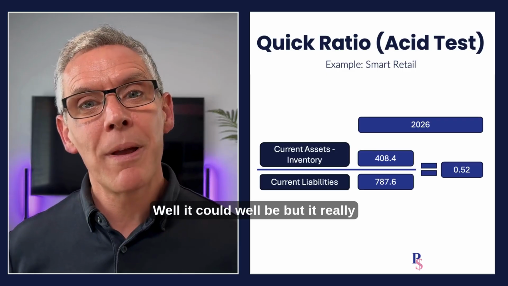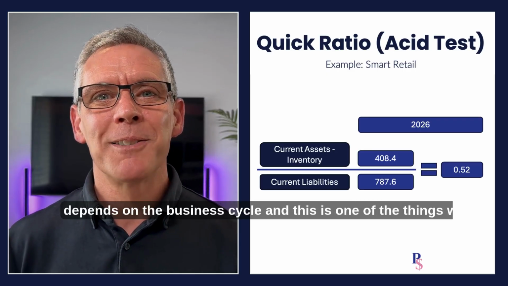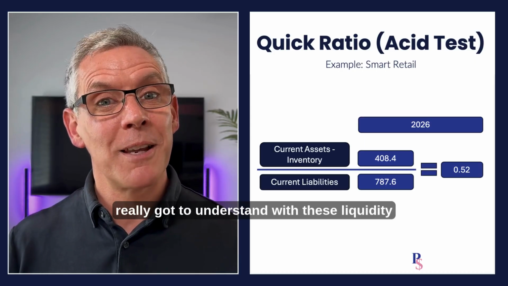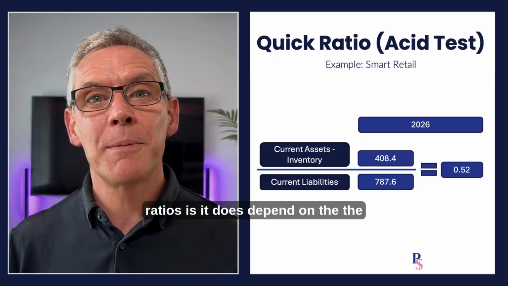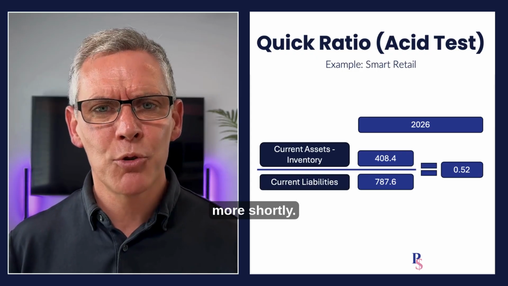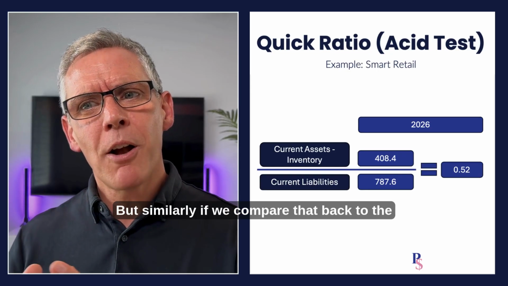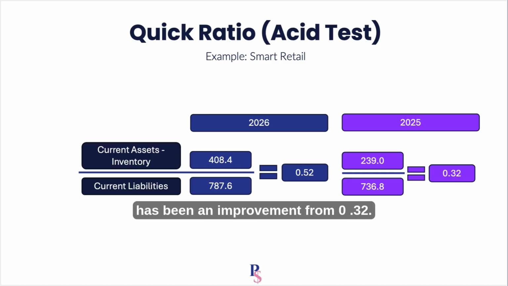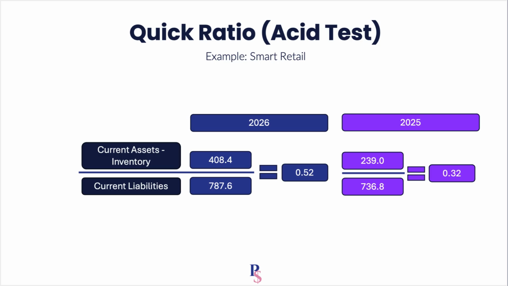Now, is that a problem? Well, it could well be, but it really depends on the business cycle. And this is one of the things we've really got to understand with these liquidity ratios: it does depend on the type of inventory. And we'll have a look at that a little bit more shortly. But simply, if we compare that back to last year, 2025, we can see it has been an improvement from 0.32. So although it appears a little bit concerning that it's less than 1, it is an improvement on the previous year.